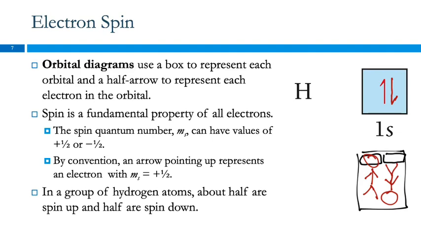In a group of hydrogen atoms, each atom only has one electron. About half of the electrons are spin up and about half are spin down. And for most purposes, whether it's spin up or spin down doesn't matter. I'm just going to erase this because I don't want this to misrepresent hydrogen. So if we draw an orbital diagram for an atom, we don't know if that particular atom is spin up or spin down. Doesn't really matter. So we just always write the first one spin up, just by convention.